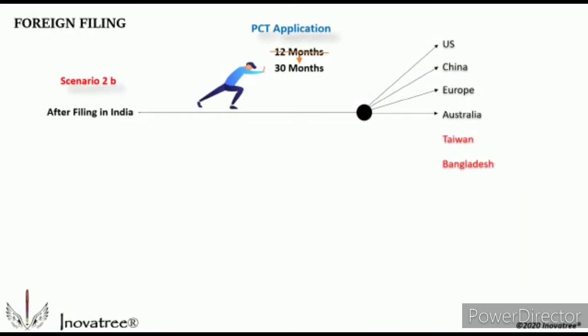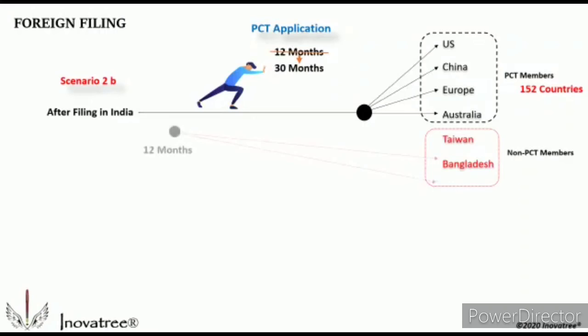PCT stands for Patent Cooperation Treaty, which is administered by the World Intellectual Property Organization, and it has 152 contracting states. In PCT filing, we can file PCT application within 12 months of Indian filing date, and we can get extra buffer of 30 months from Indian filing date to file in PCT member countries. But in case the intended country is not a PCT member country, for example Bangladesh and Taiwan, then we have to follow the conventional way of foreign filing.